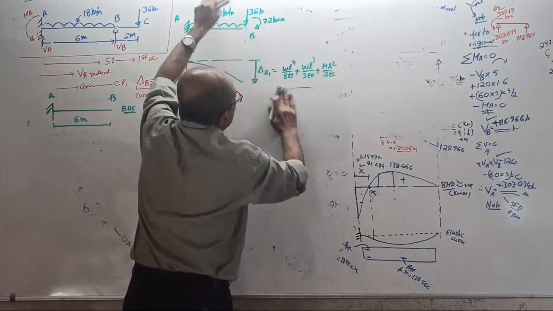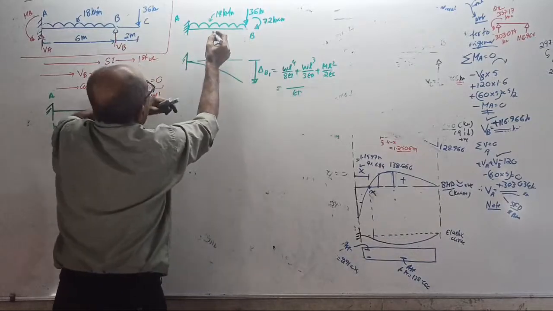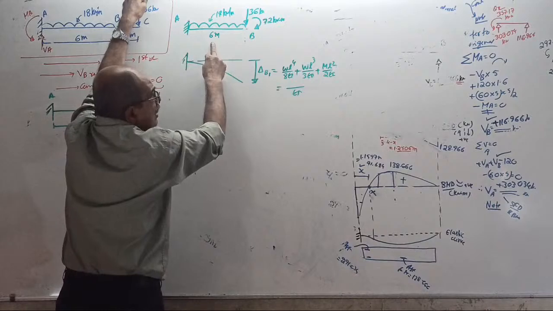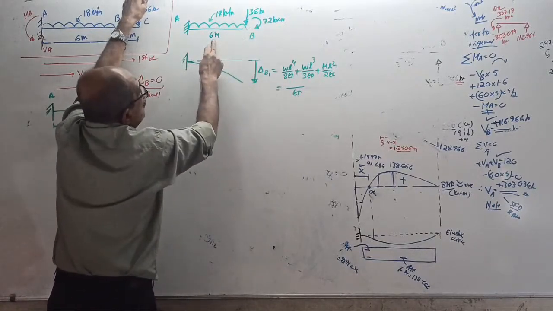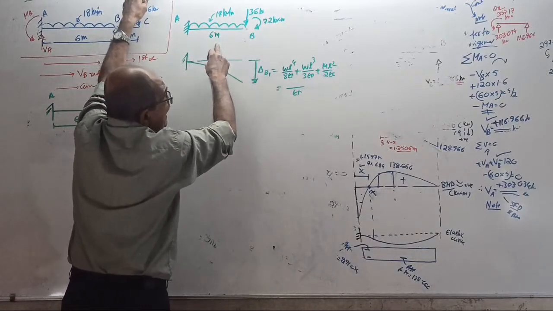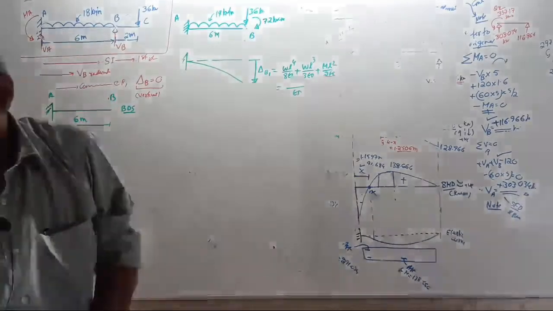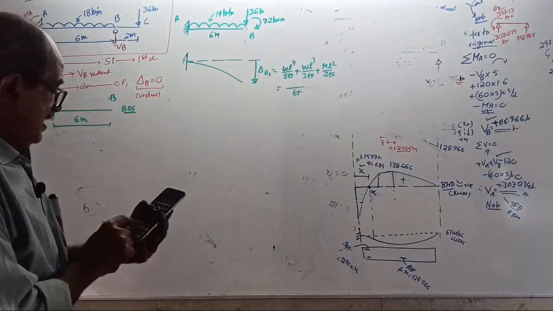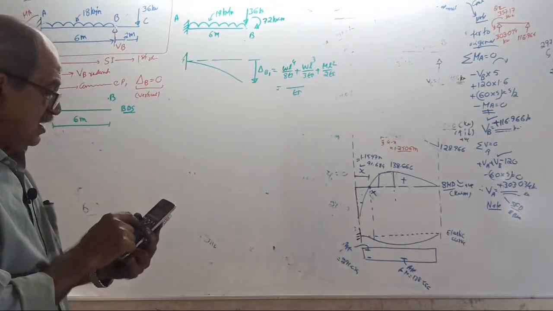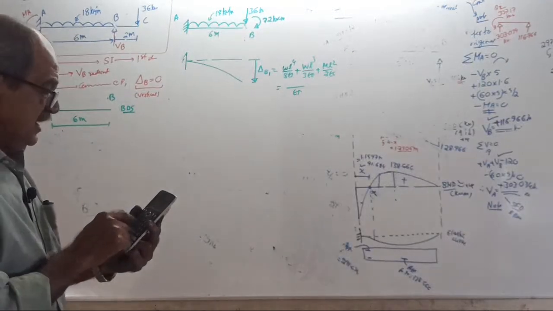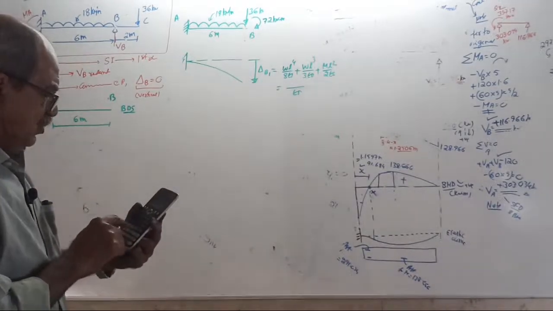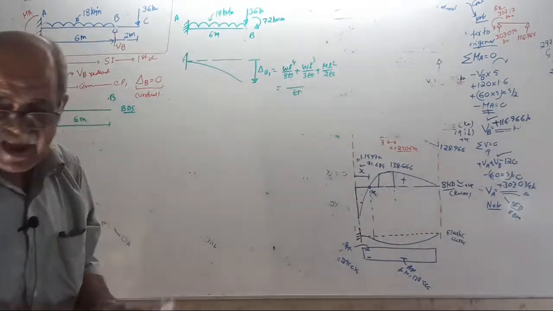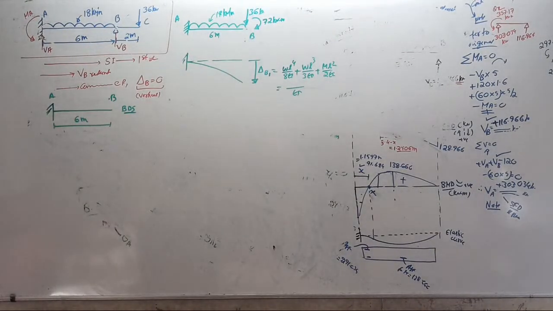Tell the answer, something divided by EI. Span is 6 meter. 18 into 6 power 4 divided by 8, plus 36 into 6 cube divided by 3, plus 72 into 6 square divided by 2. You should calculate because it is homework. Is it 6804? Check the answer. Fast, I want to finish the question now so that tomorrow I can start fixed beam.